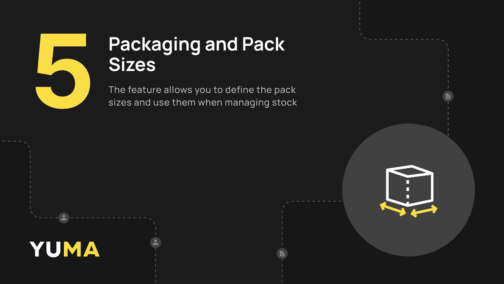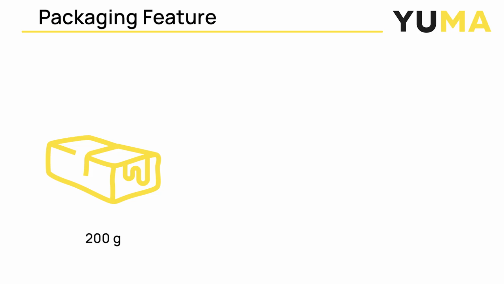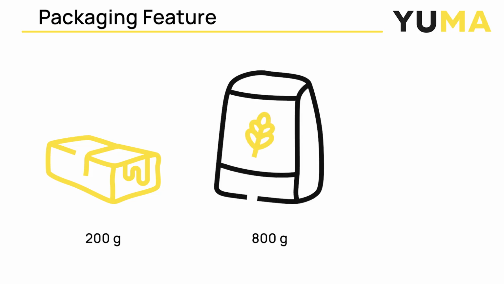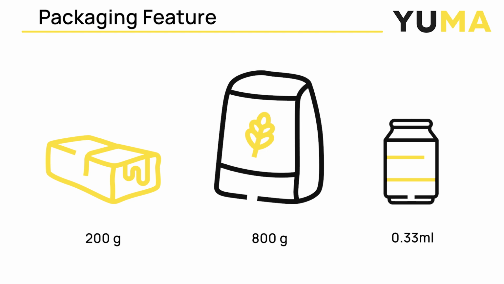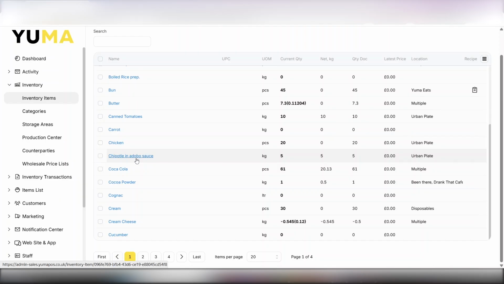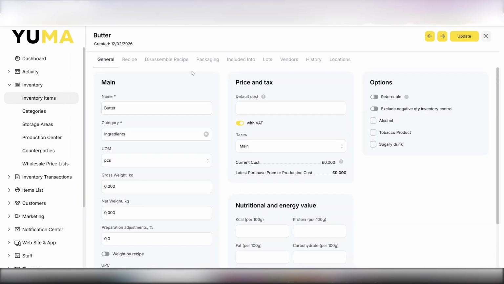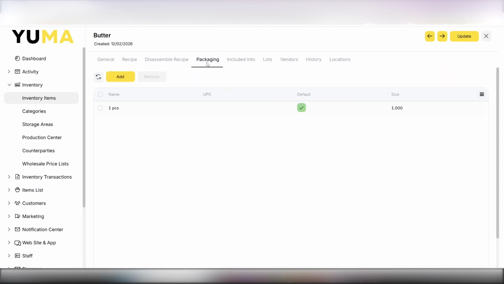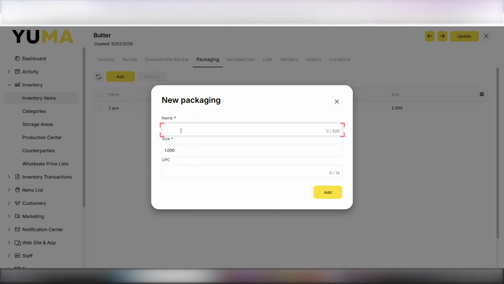Some inventory items come in fixed pack sizes, like a block of butter, a bag of flour, or a soft drink can. Instead of always working in total weight or volume, the packaging feature allows you to define these pack sizes and use them when managing stock. To set this up, go to Inventory Items and open the item you want to edit. Then switch to the Packaging tab and click Add. Here you'll give the packaging a name and enter its size, whether that's in kilograms or liters.